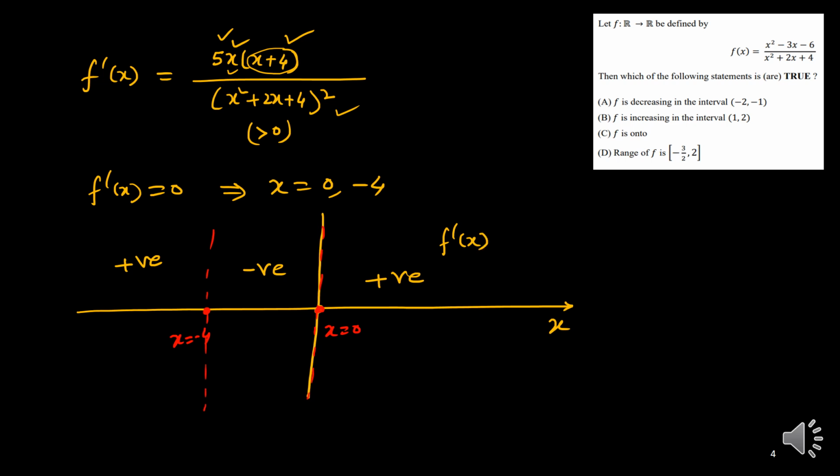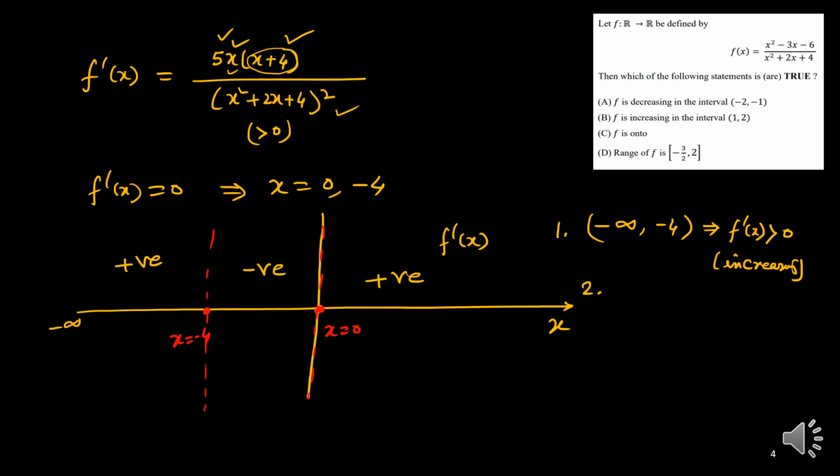So this is about f prime x. F prime x is positive when x is more than 0. F prime x is negative within minus 4 to 0, and f prime x is again positive from minus infinity to minus 4. Okay, so this three ranges I have got. Minus infinity to minus 4, this is the first one. That time f prime x is positive, which means it's an increasing function.